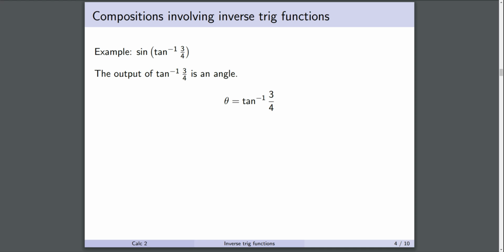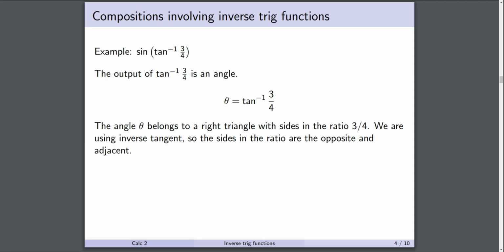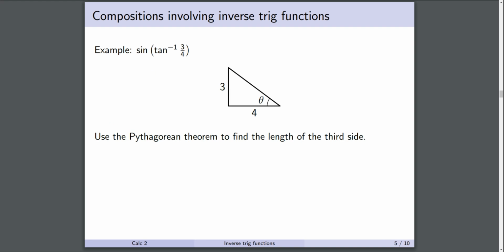So for our first step, we're going to define an angle. Remember that for inverse tangent, the output is going to be an angle. We'll call it theta. And the angle that we're talking about belongs to a right triangle. And we know something about the sides in that right triangle. That fraction 3/4 tells us about the ratio of sides. And for tangent, we're talking about the opposite side and the adjacent side. So we need to draw a triangle that shows all of this information. And I've done that here. So notice I labeled the opposite side as 3 and the adjacent side as 4.